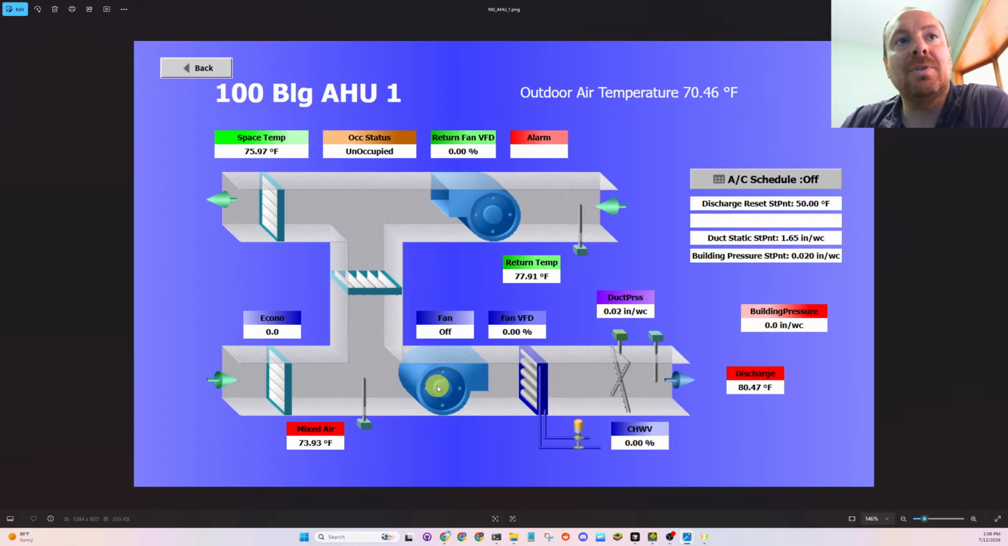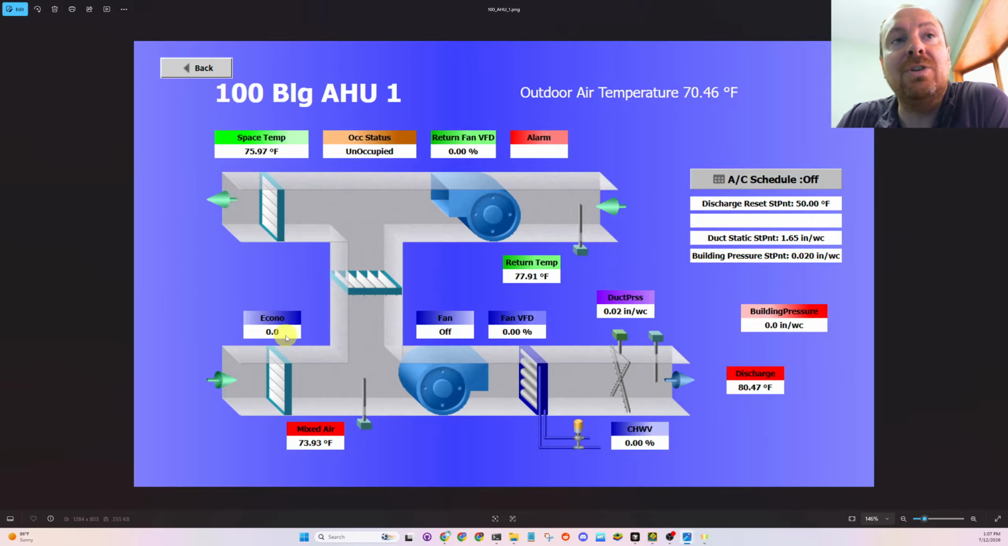For one thing, it looks to me like Niagara AX, kind of older building automation graphics. Mixing air temperature sensor right here. So this is return air. Return air from the building comes through and mixes with the air handling unit here. So return, and then this is outside air, and they blend together. And then usually the PID for the cooling valve will control to this leaving air temperature.